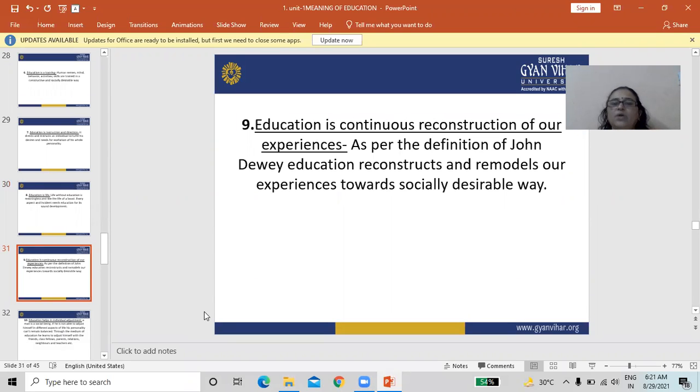Education is continuous reconstruction of our experiences. As per the definition of John Dewey, education reconstructs and remolds our experience toward a socially desirable way.